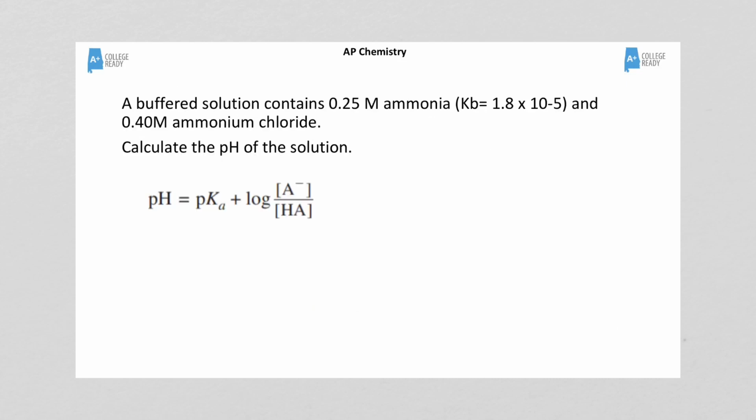So here's an example problem. A buffered solution contains a 0.25 molar solution of ammonia, there's a Kb, and a 0.40 molar solution of ammonium chloride. Notice ammonia, ammonium chloride, they sound related. That's a buffer, okay? Because you've got the weak base. We know it's a weak base because it has a Kb, and then the ammonium chloride as well.